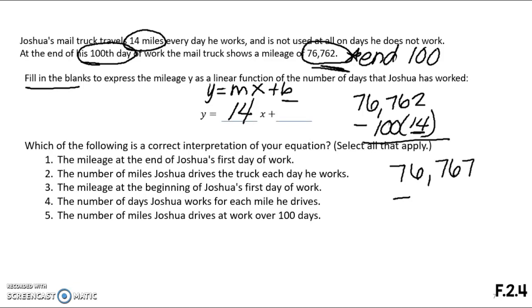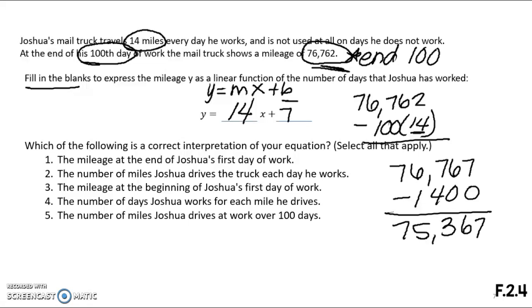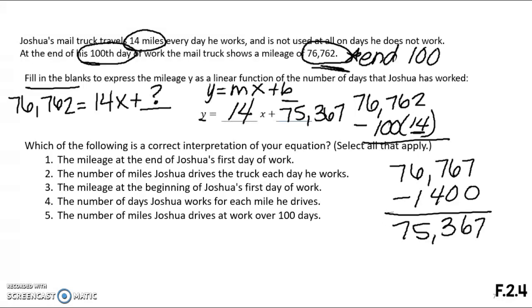Let's go ahead and calculate this here, if my calculator would like to work. So I would end up with subtracting 1,400, 75,367. So my initial value is 75,367. Another way that you could look at this is I could fill in this equation. At the end of 100 days, that would be my y value, 14x plus blank. I'm trying to solve for that blank. We know that it was 100 days, so I could fill in this 100 and I could solve. Same exact thing both ways.